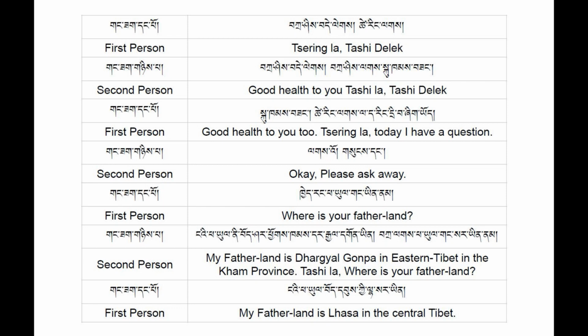So the particle changes accordingly. If it's nga, it becomes nge. If it's da, which also means I, it becomes ki. If it's ku, it becomes ki.